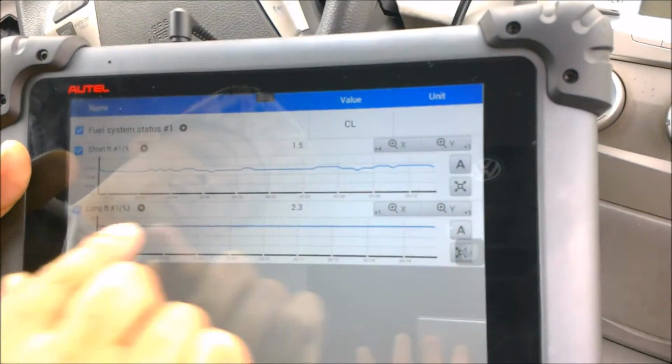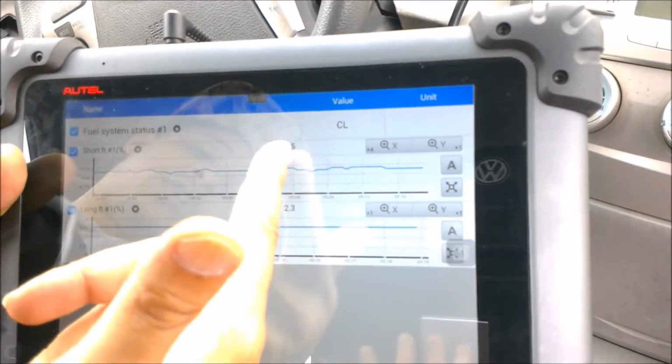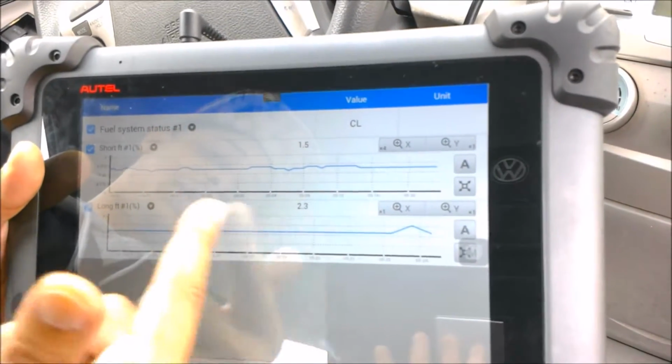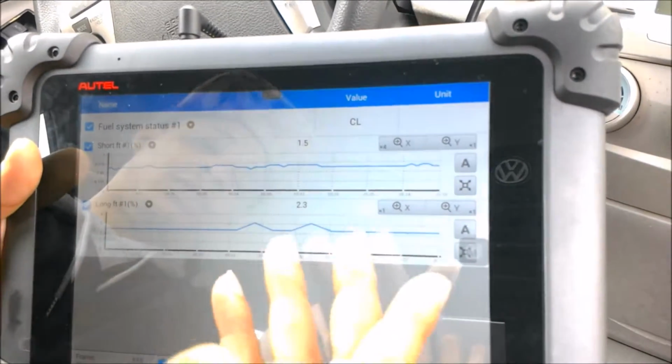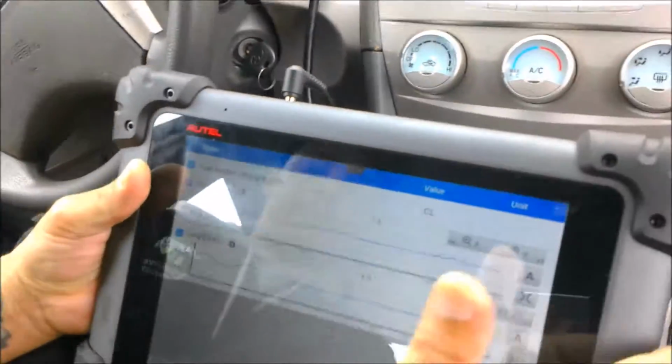And long term is basically the more numbers it hits on short term, it'll show in long term. So the gas is rich, and it's getting richer at the time, say 2.3, 3.1. So it's adding fuel right now because it's more air than fuel. Running lean.